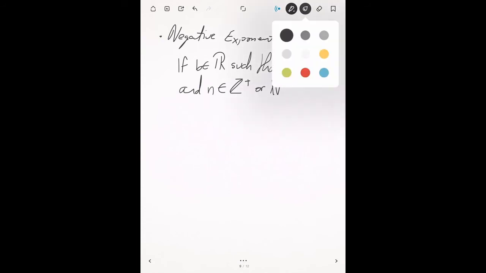Remember that this is the symbol for the real numbers. This n right here is the symbol for the natural numbers, and this symbol right here is the same thing, but it's the symbol for the set of the positive integers, or the natural numbers. So everything from 0, 1, 2, 3, 4, 5, 6, 7, 8, 9, 10, and so on.